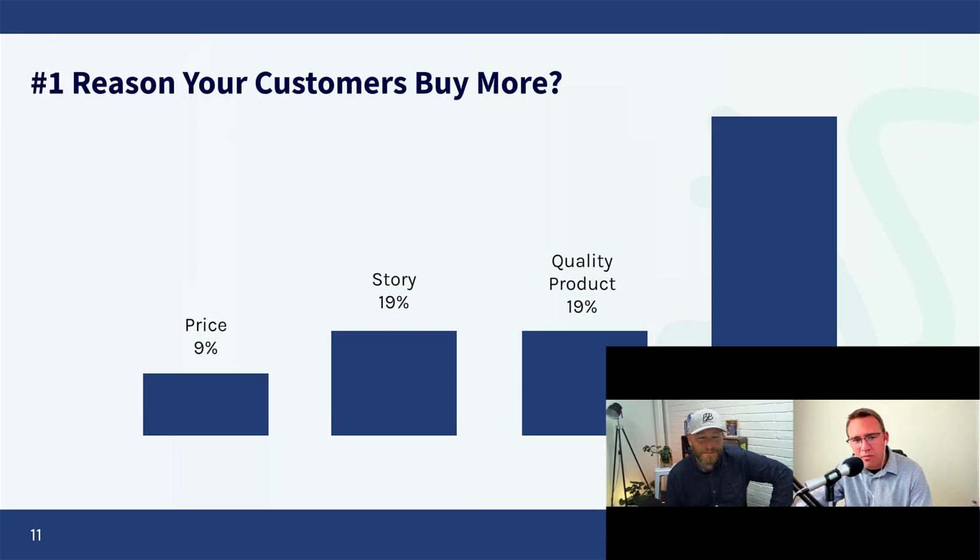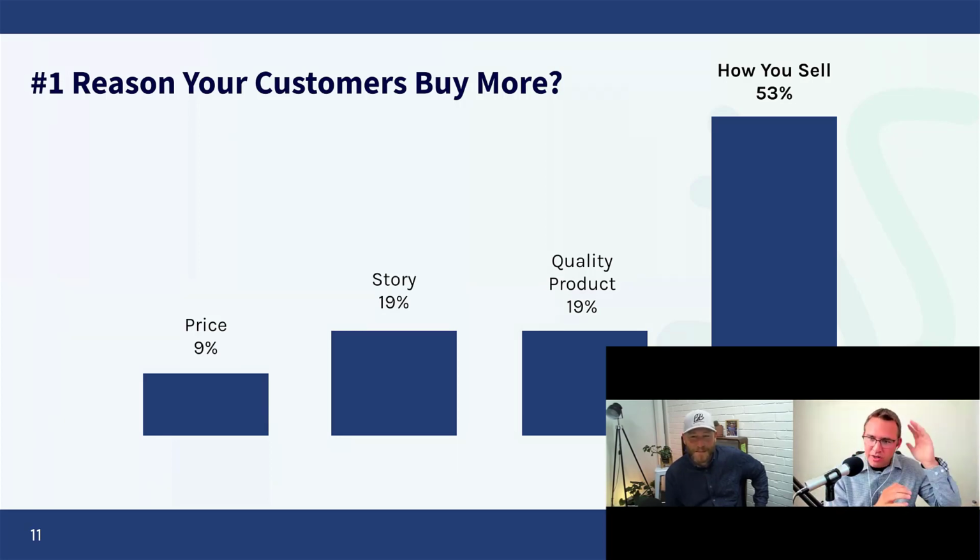By far the number one, drum roll, please. We feel like I'm on David Letterman here. Letterman's top 10 list. 53%, how you sell. How you sell, your sales process, your sales experience from initial interest to enrollment was the biggest determining factor for how much they bought, at what price points, and how much in love they were with your brand. And I've seen this play out for my own business too.